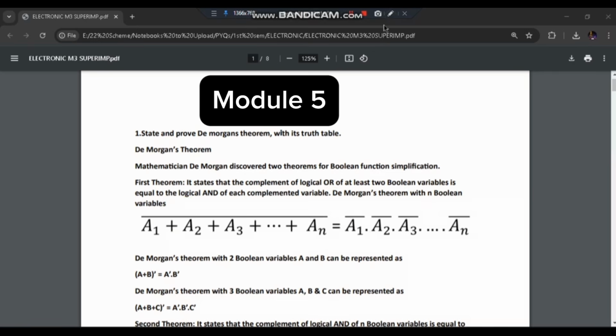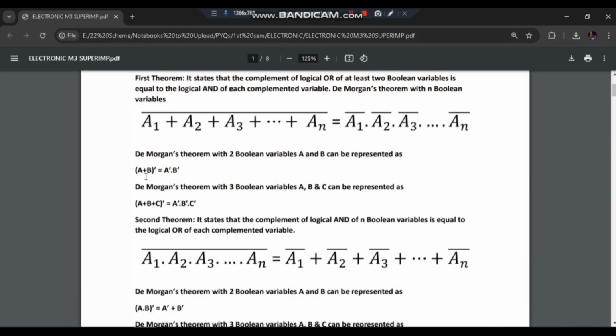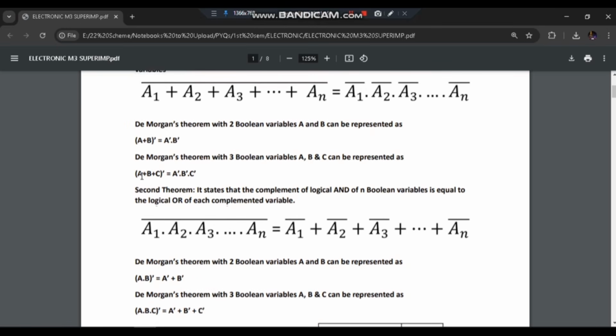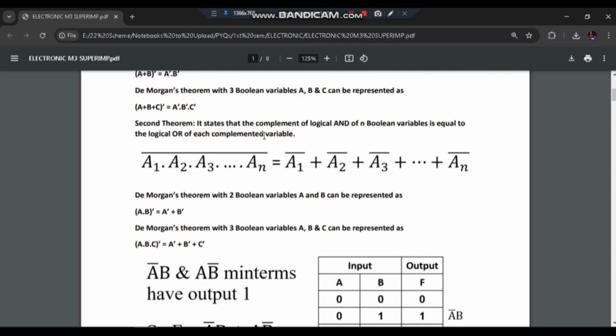Okay, so if we take two Boolean variables, it will be like this. If A plus B, A or B, if we take the complement, we'll get A complement and B complement. Okay, (A plus B) bar is equal to A bar and B bar. Okay, (A plus B plus C) bar is equal to A bar and B bar and C bar. Okay, so this is the equation, and the reverse is also true. If we take A1 and A2 and A3, the whole bar, we will get A1 bar or A2 bar or A3 bar till An bar.